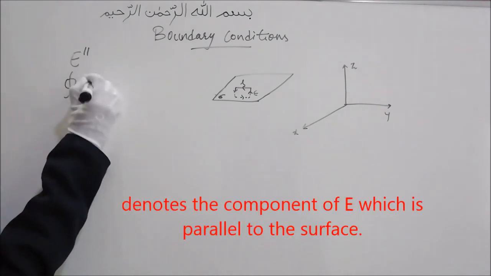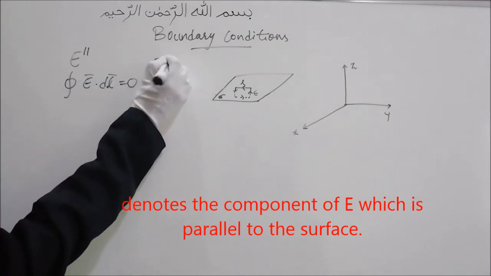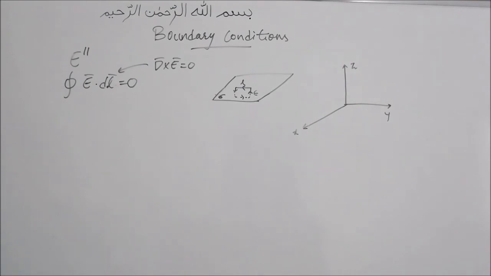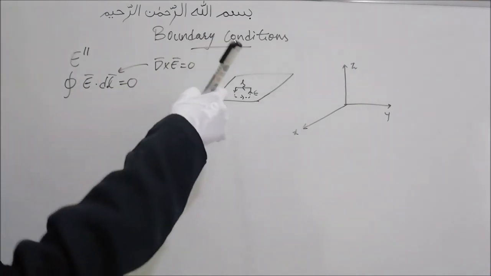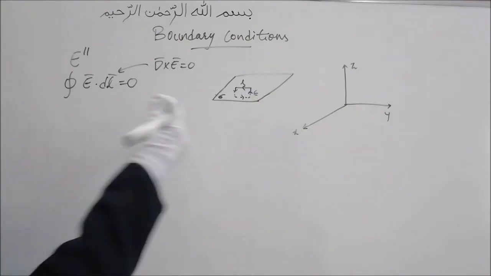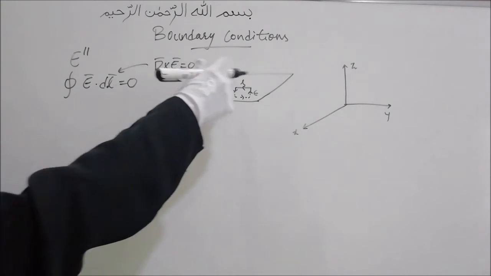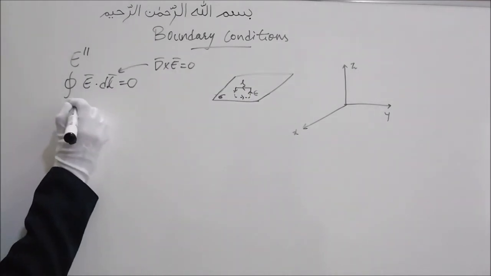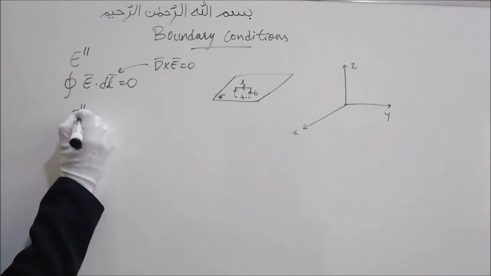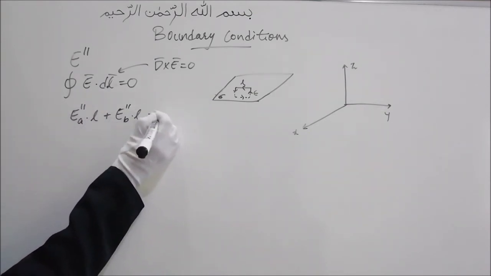Now let's use the equation line integral E bar dot dl bar is equal to 0. We know this because del cross E is equal to 0, and then applying Stokes theorem we get this integral. Now as epsilon tends to 0, there will be no contribution of electric field due to these sides. So we'll have only contribution due to the upside and the bottom side, that is E parallel. E parallel above into length L plus E parallel below into length L is equal to 0.